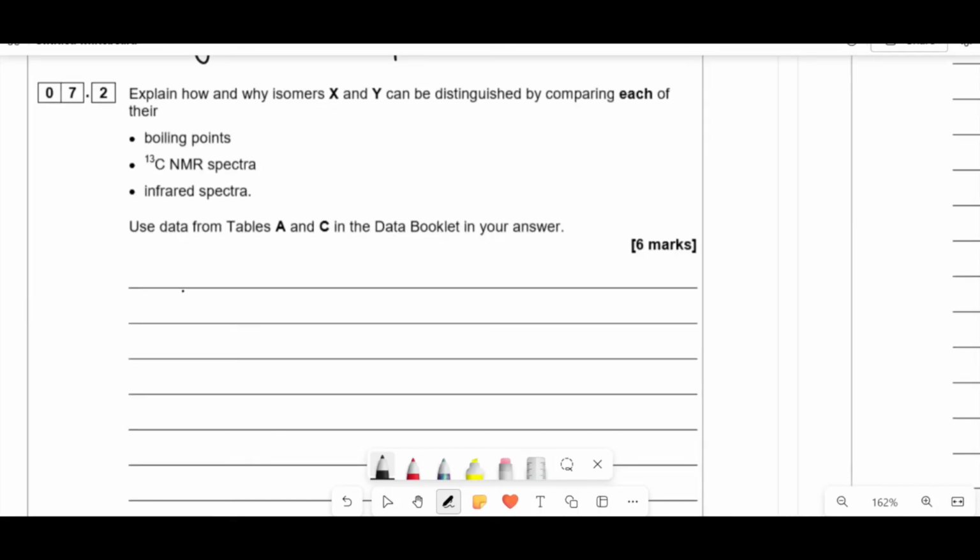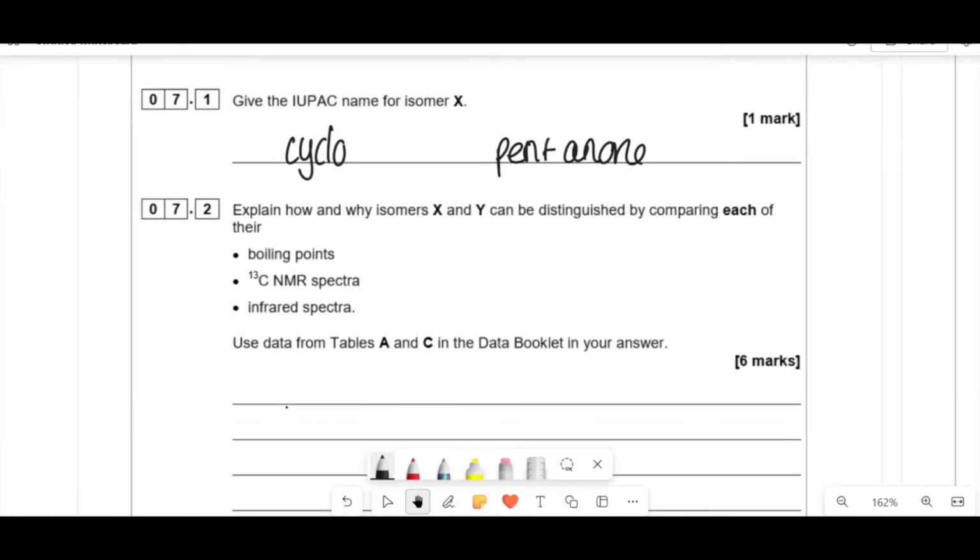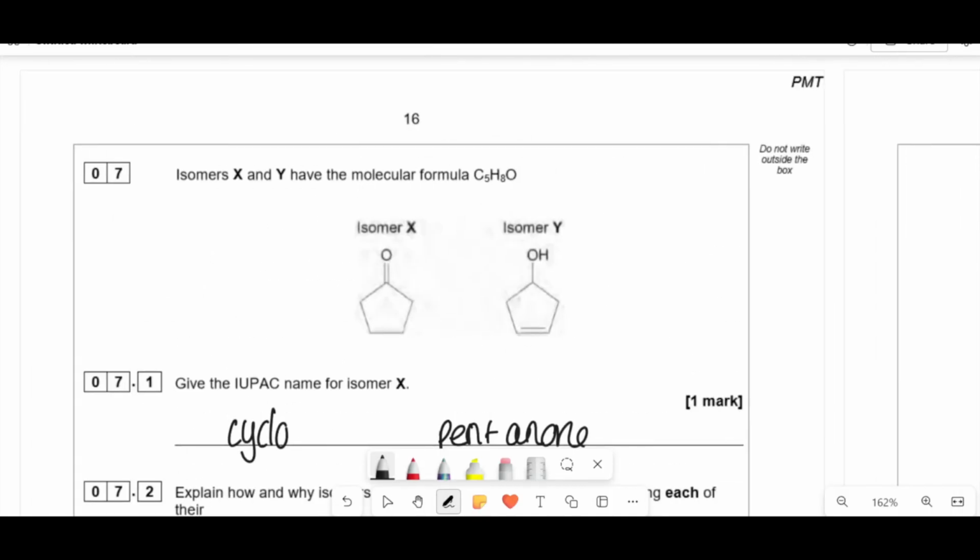Explain how and why isomers X and Y can be distinguished by comparing each of their boiling points, the carbon-13 NMR spectra and infrared spectra. Use the tables A to C in your data booklet for your answer. So let's do it one by one, and start with the boiling points, right? So if we look at boiling points between the two of these, the fundamental difference here is that that's a double bond O, that's an OH. What do you spot? Oh, would you look at that? Hydrogen bond. Whereas that's just dipole-dipole, right? This alkene's not really going to do very much in terms of that.